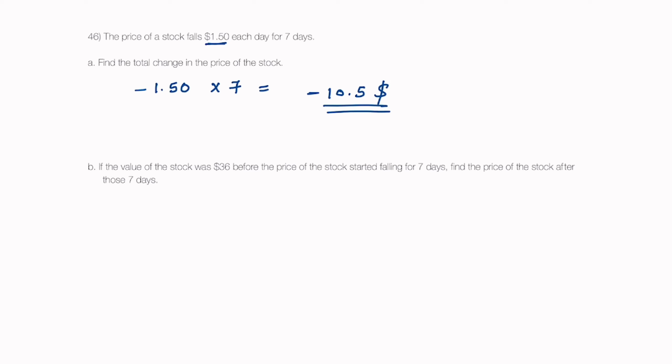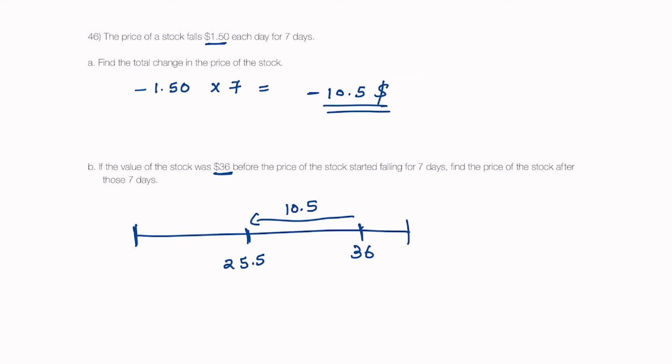If the value of the stock was 36 before the price of the stock started falling for 7 days, find the price of the stock after those 7 days. Where did it start? Let's do it on a number line. It started somewhere at 36. Now what's happening? It's falling. So we move back. How much? 10.5. Where are we going to land? That's what we need to find. We will land here, which is $25.5.